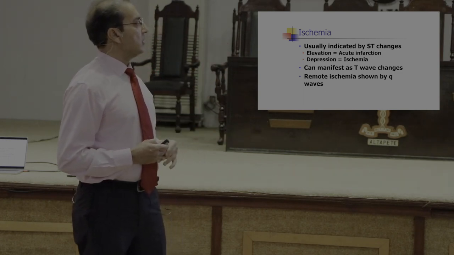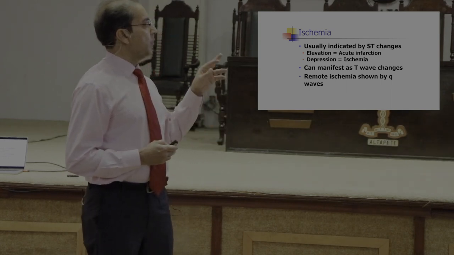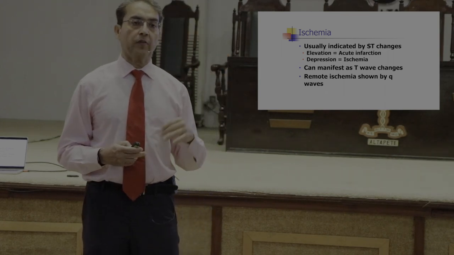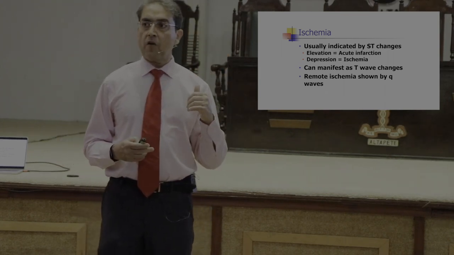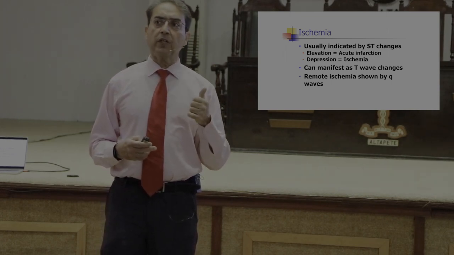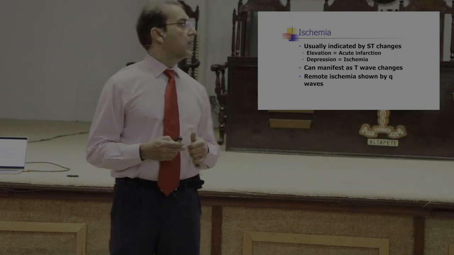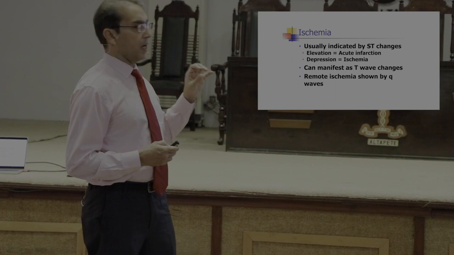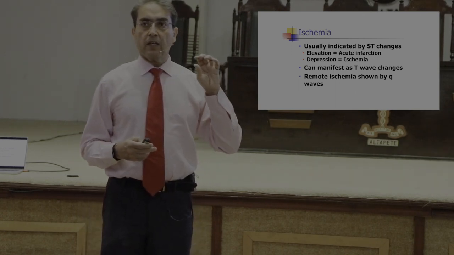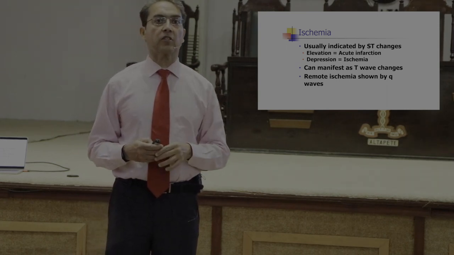It can also manifest as changes in the T wave, and remote ischemia is shown by Q waves. Remote ischemia means ischemia which occurred in the past. Q waves do not generally indicate a fresh ischemia if they are present alone. If they are present alone, this means the patient had an event in the past, and this is variable. We cannot exactly tell when the infarction took place. The clinical event can tell us at what time the myocardial infarction actually occurred.